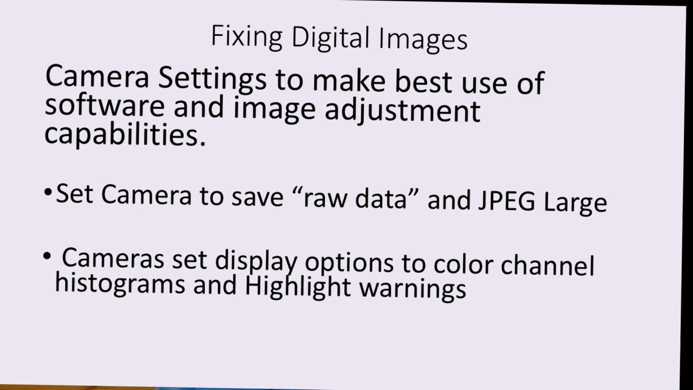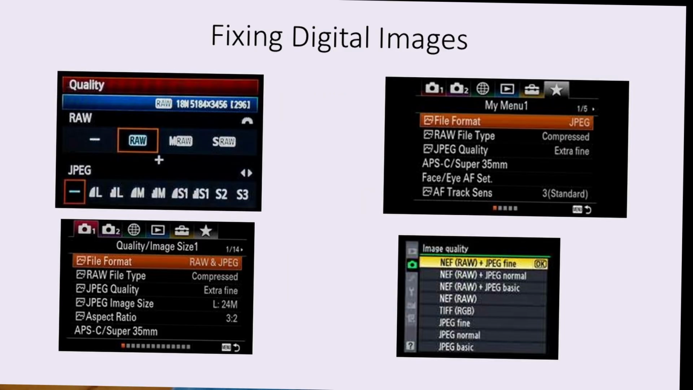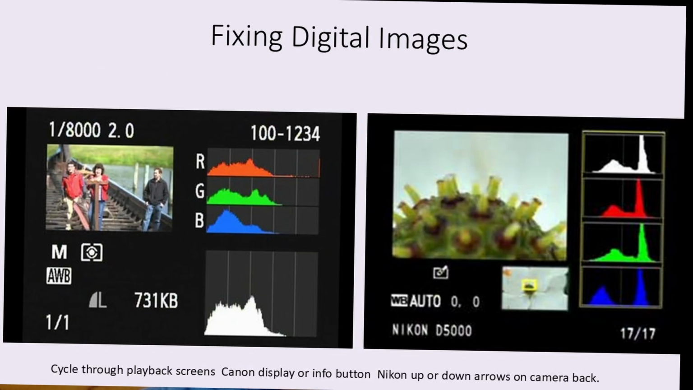A couple of things to help you along are camera settings to make best use of the software and image adjustment capabilities. Set your camera to save your data as raw data. You can also save it as JPEG large, but your editing should start with raw data. The next thing you should do is set your camera display options to color channel histograms and highlight warnings. The procedures vary from camera manufacturer to camera manufacturer, so I suggest you search for that on YouTube and see how to set that on your specific camera.